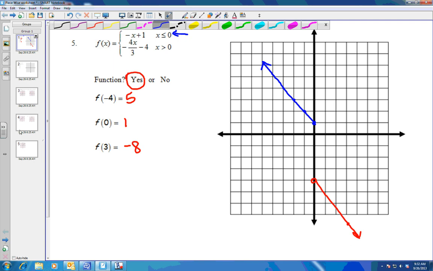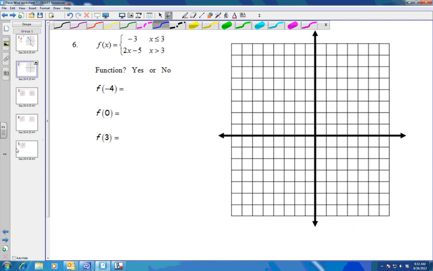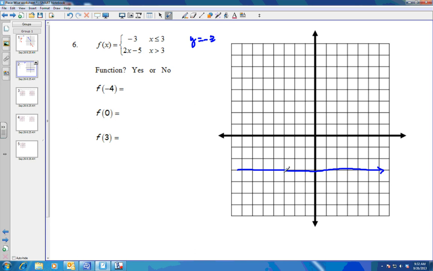Okay, so let's do number 6. Negative 3, where x is less than or equal to 3. So remember, when you have just a number like this, it's like saying y equals negative 3. That's a horizontal line at negative 3. So a horizontal line at negative 3, 1, 2, 3. I have this line.